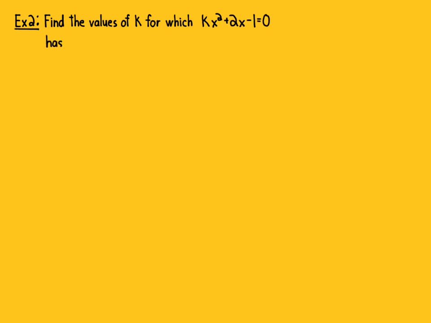Okay, this last video for this section is just another example of how the discriminant is used. So my example here, I'm going to find the values of k for which kx squared plus 2x minus 1 equals 0 has two non-real complex solutions.